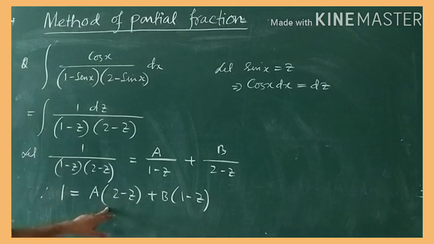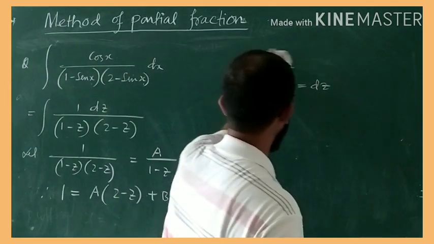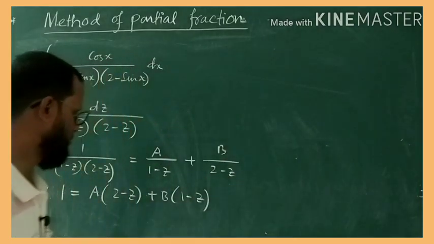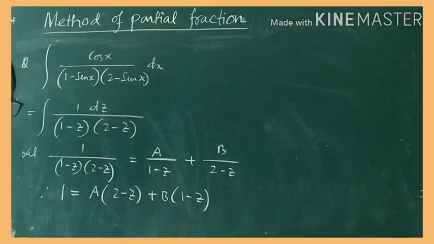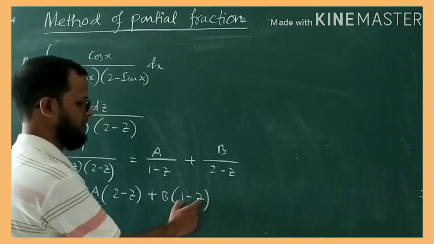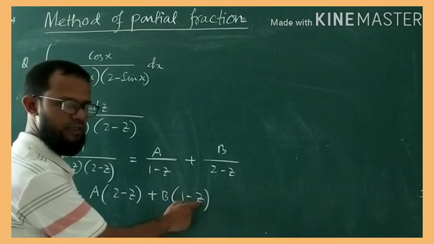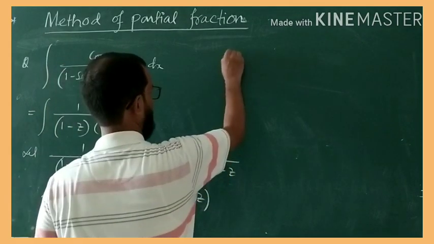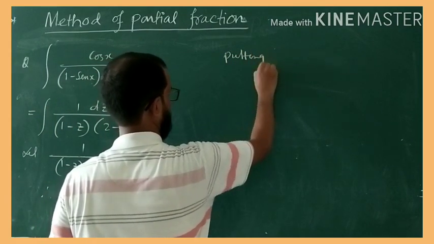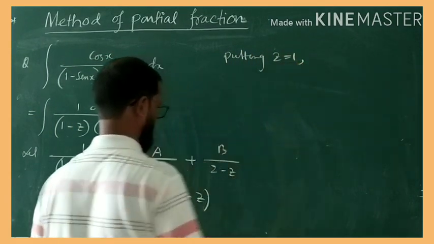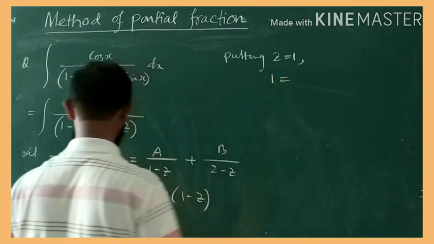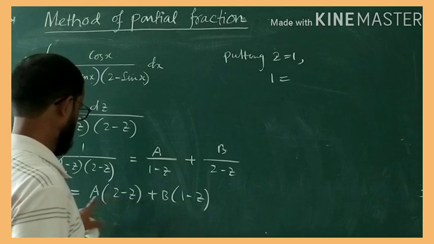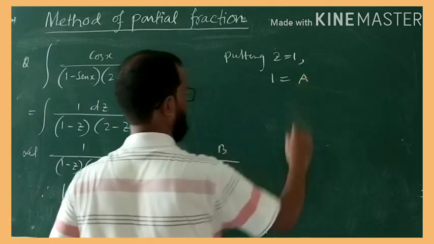Now our aim is to find the constants a and b. So what we will do? We will find a, and at the same time we make the term containing b zero. To make b zero, what do we have to put? Look at this factor: put the value z equal to 1. Then it becomes 0. So putting z equal to 1, the left hand side is 1 and the right hand side is 2 minus 1, so ultimately a equals 1.